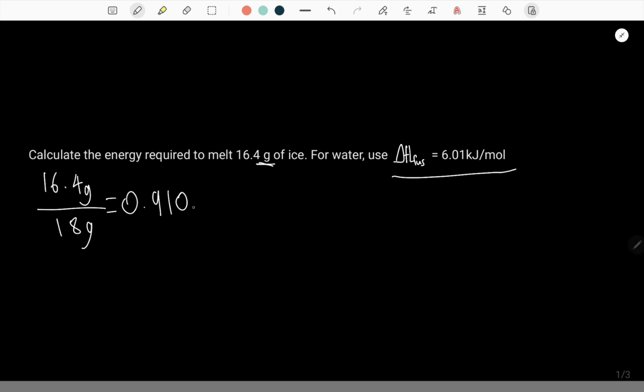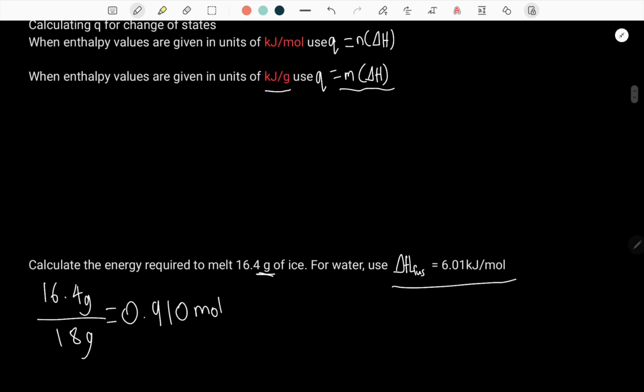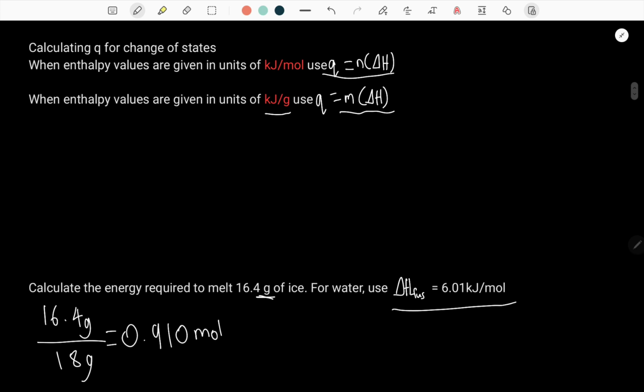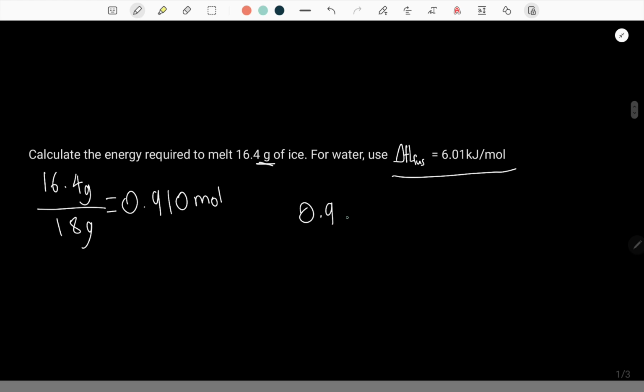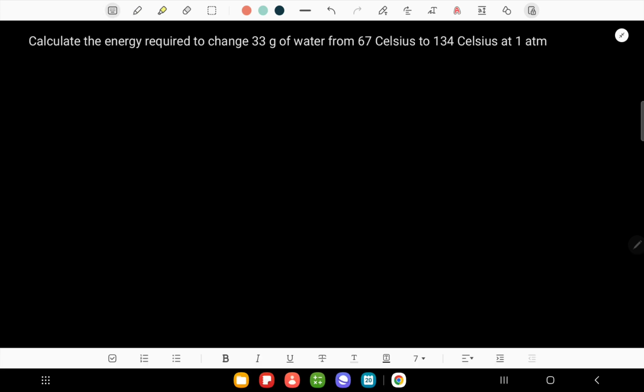0.910 mole. Now we can use this first formula, as we have the number of moles. All we have to do is multiply 0.91 times the delta H, which is 6.01 kilojoules per mole, and we get the final answer of 5.47 kilojoules. This is another type of question which you could face.